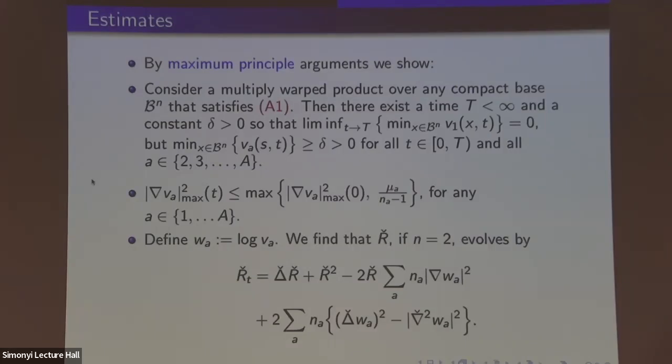And by using this assumption A1, we prove exactly what I told you: that there exists some finite time T and some constant delta bigger than 0, so that the minimum of V1 goes to 0 at this time capital T, while the minimums of all other warping functions are bounded from below by this constant delta for all times up to capital T. And then also, by a very simple maximum principle argument, you can prove this gradient bound on all warping functions. This comes immediately from the maximum principle.